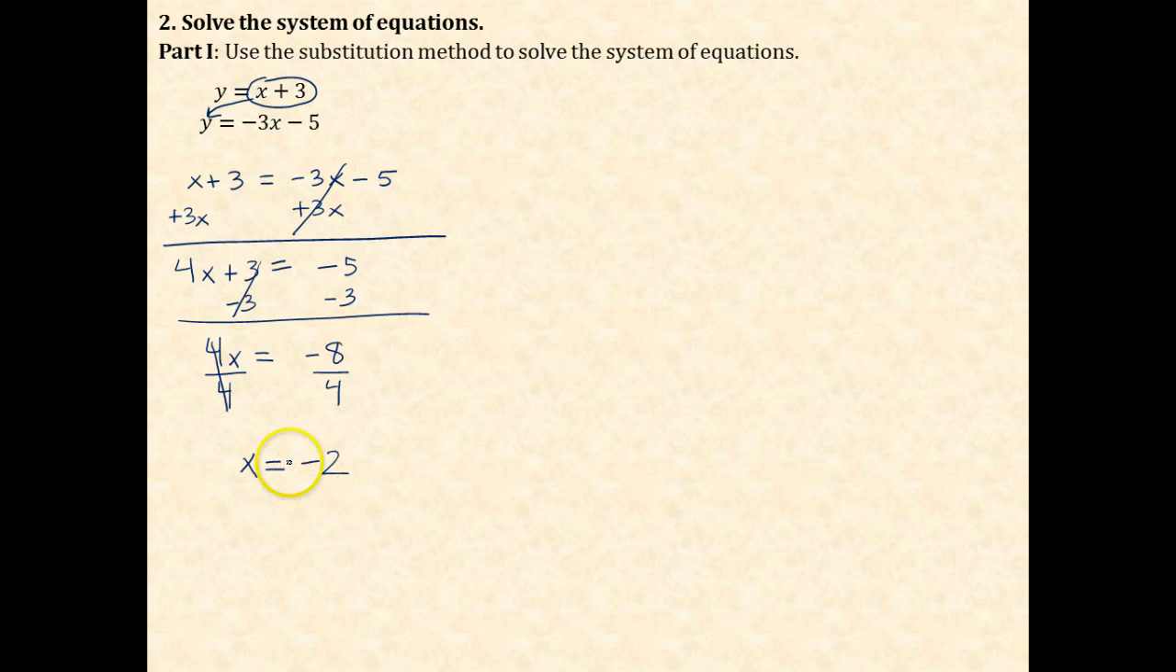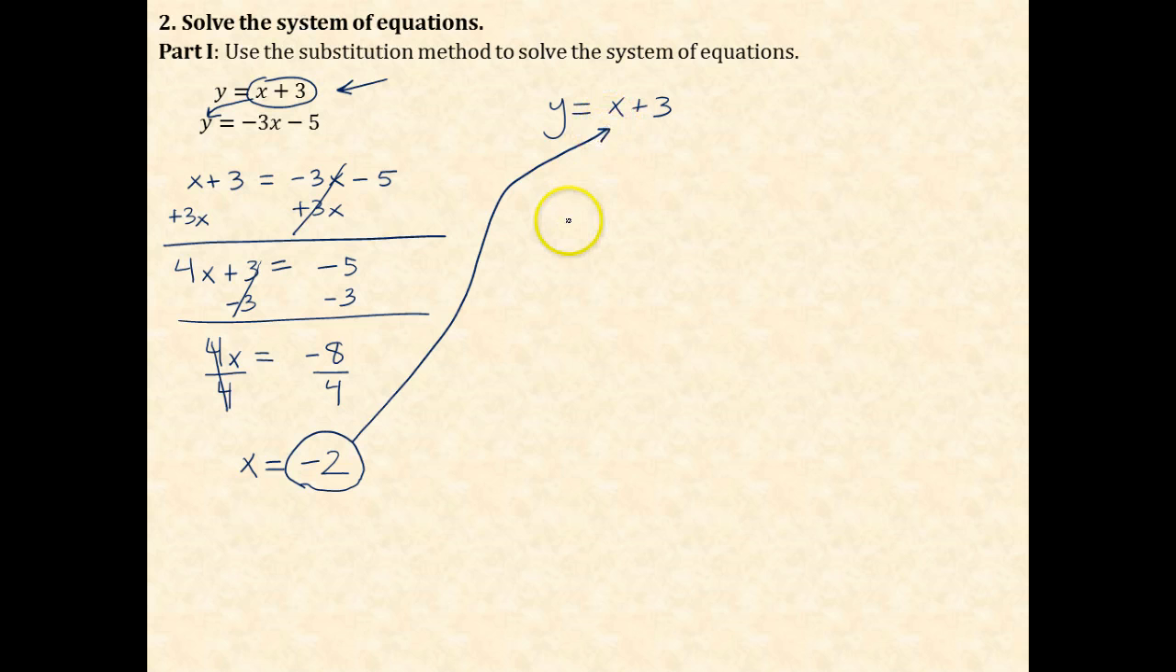So what I can do now is take this x equals negative 2, and substitute the negative 2 back in for x in one of my original equations. I'll use the first one because it looks a little easier. y equals x plus 3. But I'm going to substitute the negative 2 in for x. So now I get y equals negative 2 plus 3. Negative 2 plus 3 is 1.